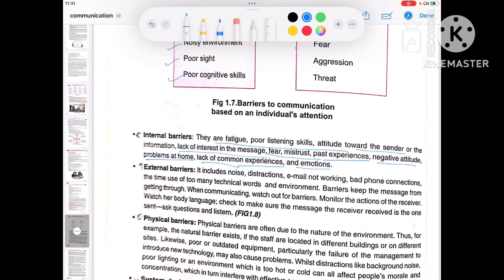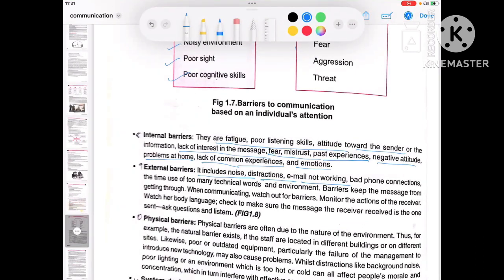Because of that, all those things will come under the internal barriers. What are the external barriers? They include noise, obviously. Internal means those which affect them personally, and external means the surroundings. The external barriers are the surroundings, like noise, distractions, and email not working.